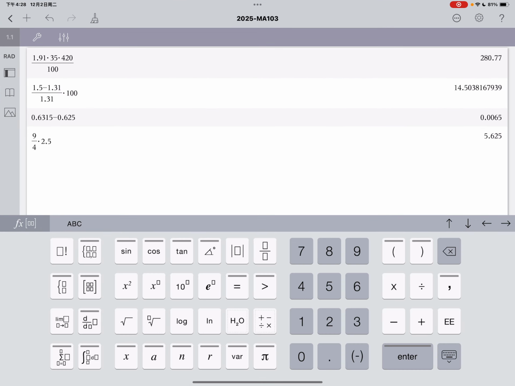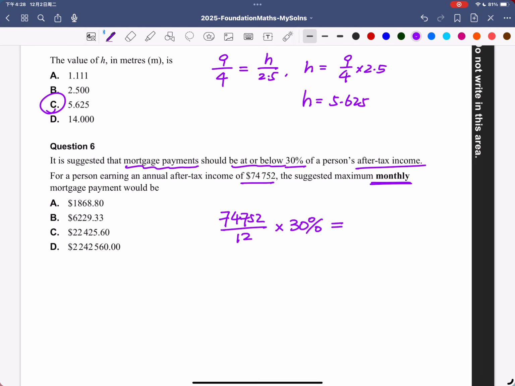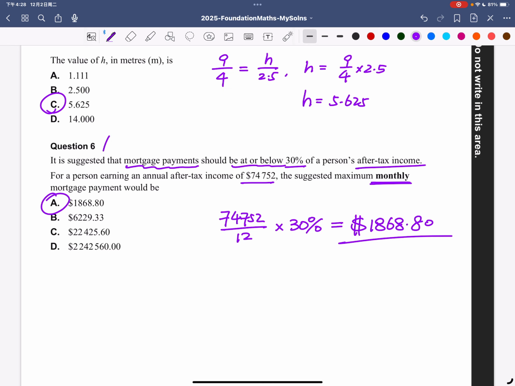So for example, 74752 divided by 12 multiplied by 0.30, that is 30%. So you get 1868.8. So that is the maximum monthly payment. Or you could actually figure out the annual payment amount, like multiply these two. But don't forget, once you multiply these two numbers, you need to divide it by 12 because it's asking for payment per month rather than payment over the year.